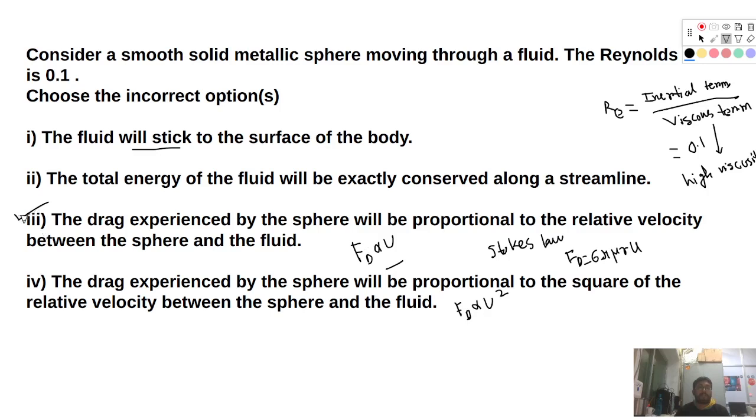It's correct obviously, but this is not the incorrect one. So the first one is correct, second one is correct, third one is correct, but the last one is not a correct answer. So this is the incorrect option.